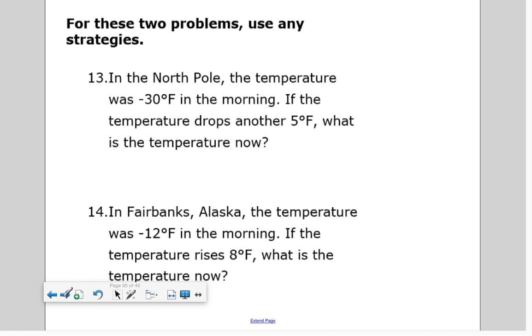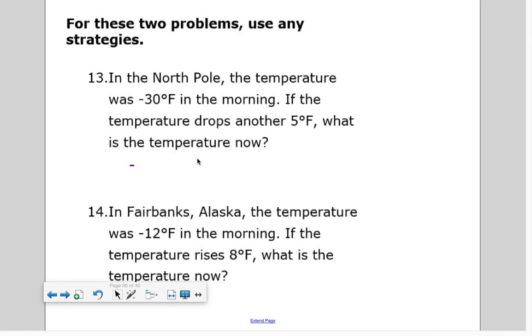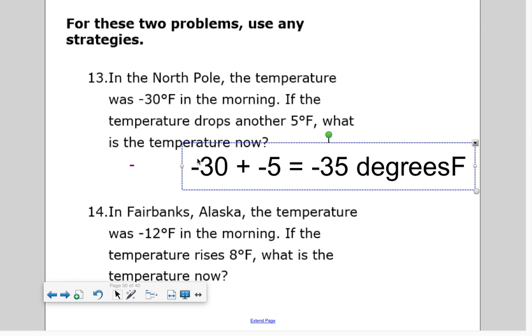In the North Pole, the temperature was -33 degrees in the morning. If the temperature drops another 5 degrees, what is the temperature now? So it's -30. Well, you know what? I'm tired of writing with this. I'm going to see if I can type it. So I have -30 degrees. It drops another. How do you represent it drops another 5? -5. So it is -35 degrees Fahrenheit.